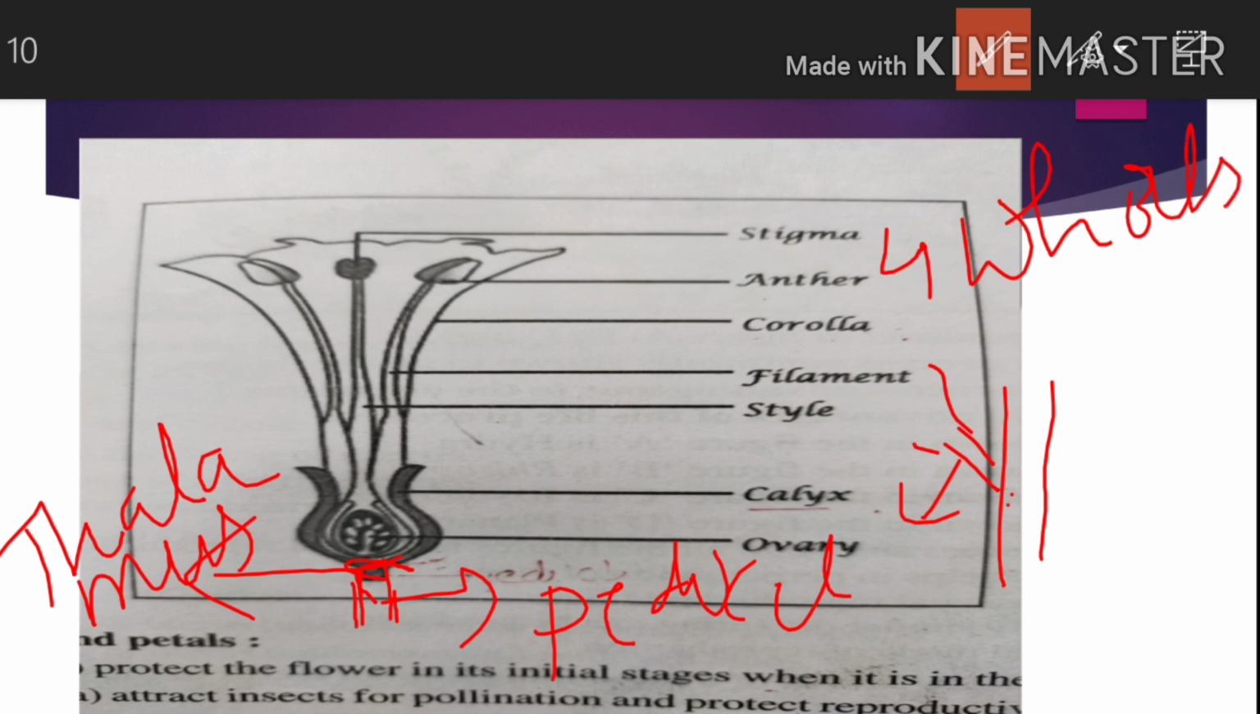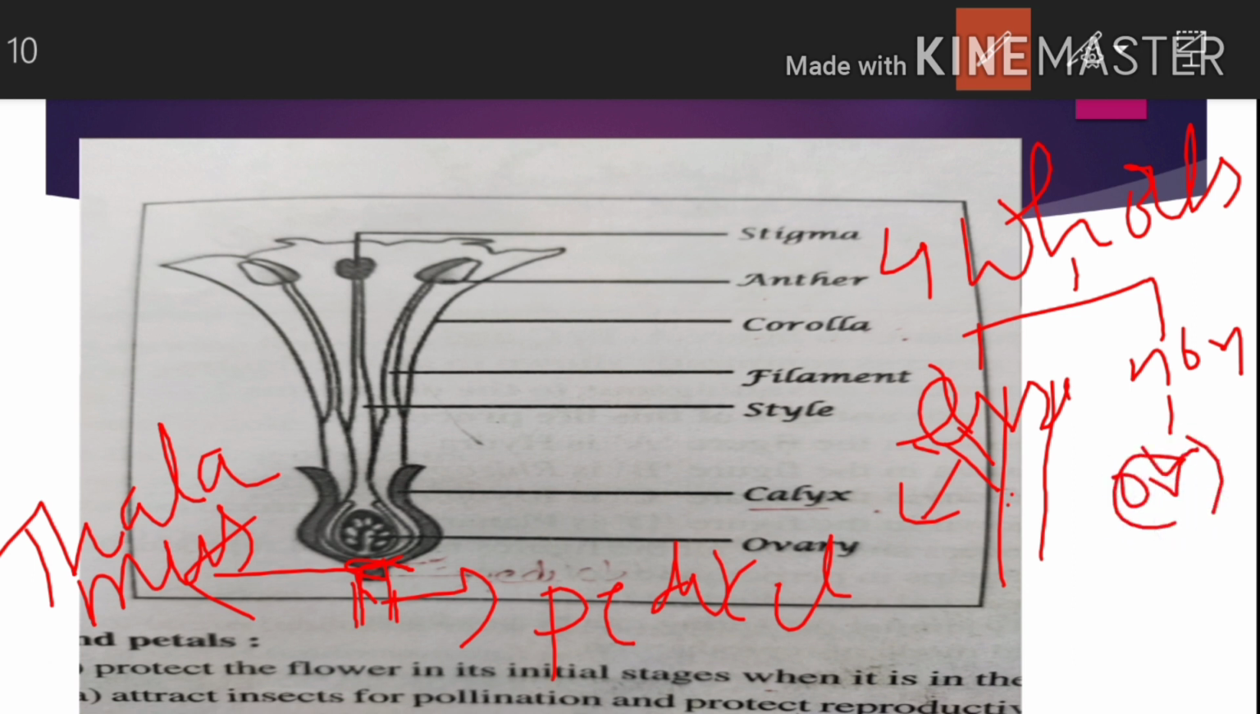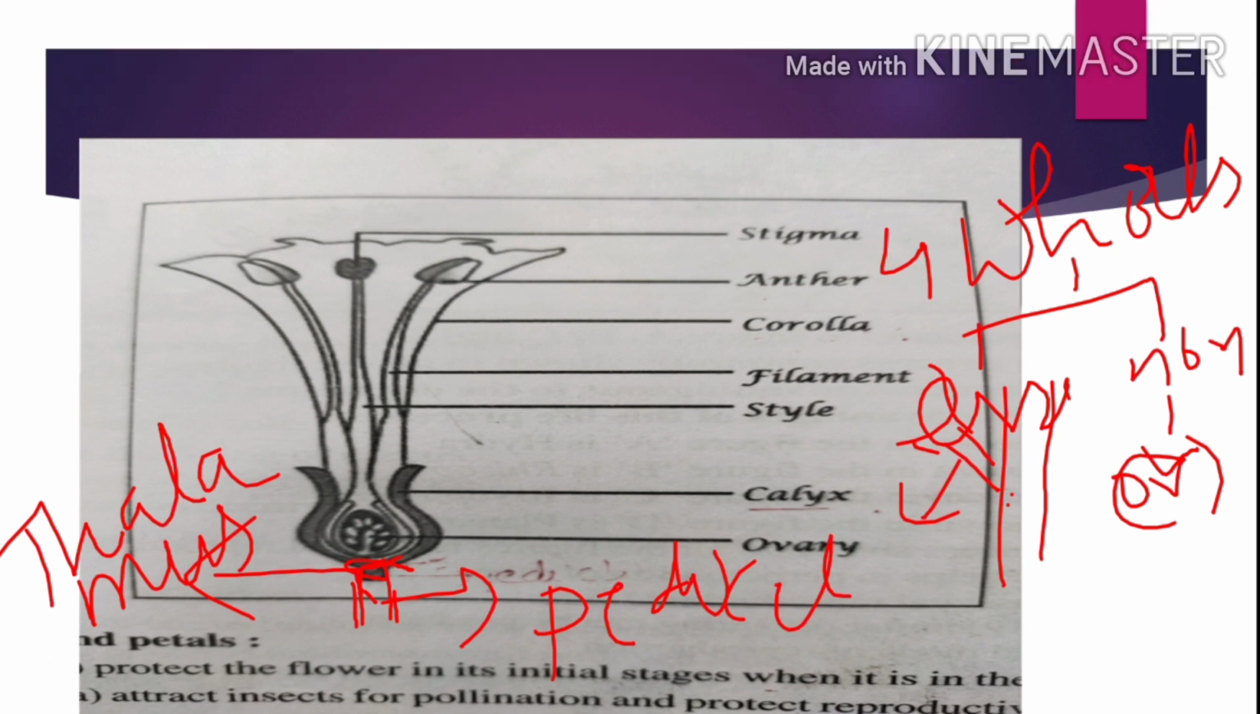So here the 4 whorls will be divided into 2 categories, essential and non-essential. Essential means they are very important, and they directly participate in reproduction. Non-essential means they indirectly participate in reproduction. Non-essential parts are otherwise called non-reproductive organs. Essential parts will be called important reproductive organs.